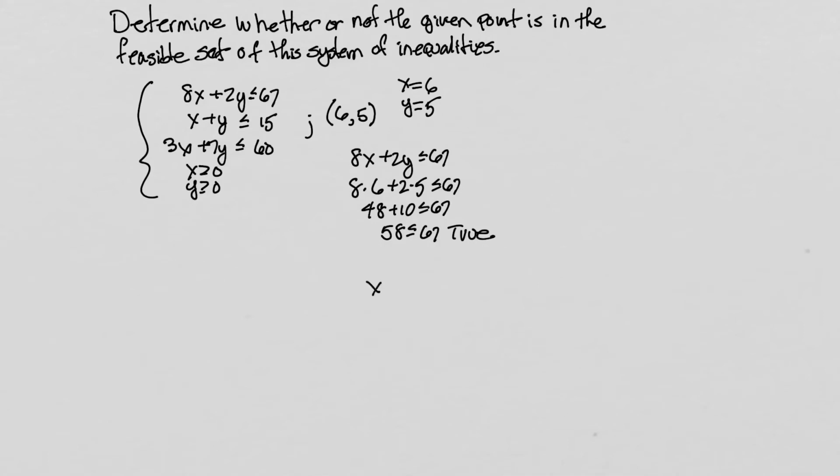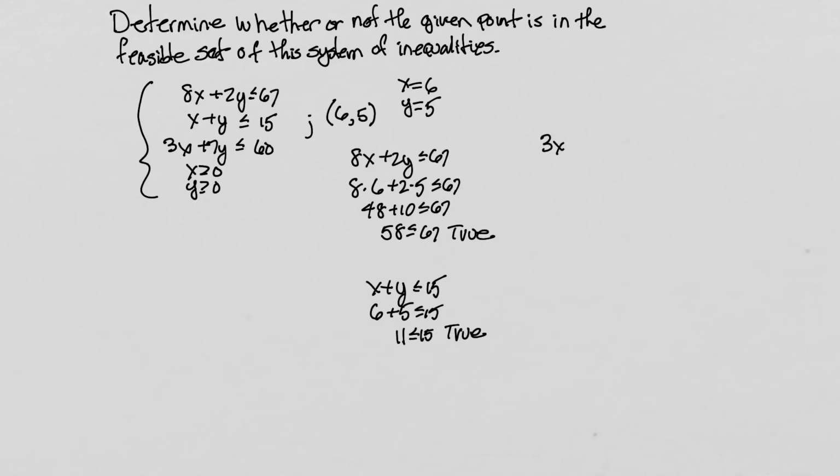The second is x plus y less than or equal to 15. So x is 6 plus y is 5 less than or equal to 15. 11 less than or equal to 15. Again, that's true. So this point, (6, 5), satisfies the second inequality. Let's move on to the third.